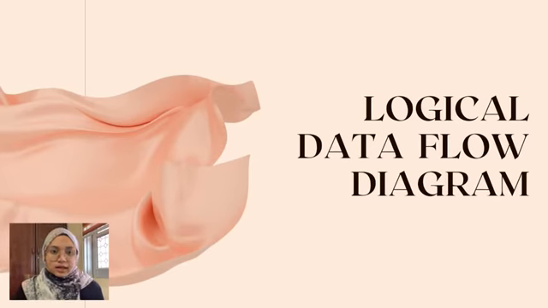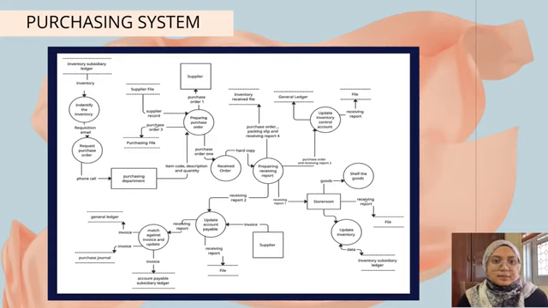Okay, I will present the logical data flow diagram of the purchasing system. The purchasing system starts with the inventory subsidiary ledger file. The clerk will identify the inventory, and then they will request the purchase order through email to the purchasing department.